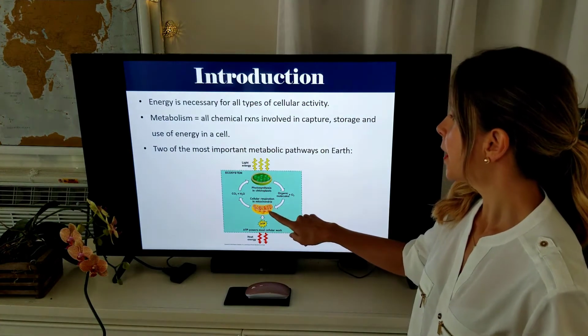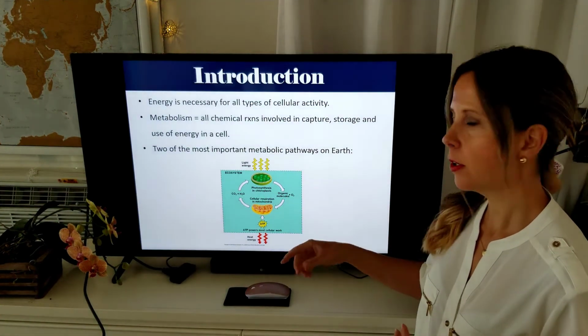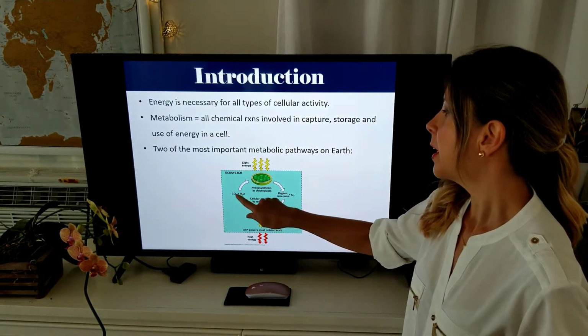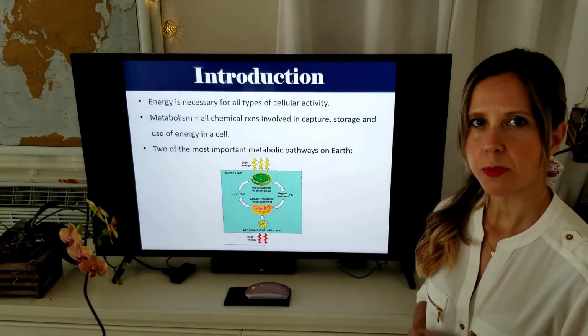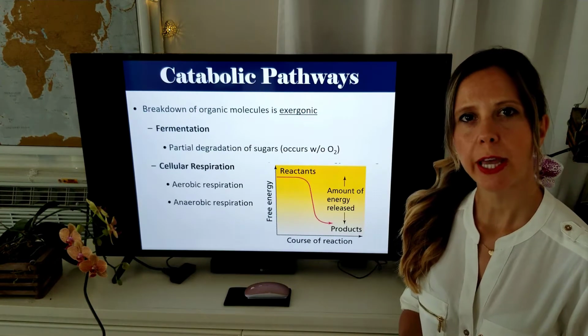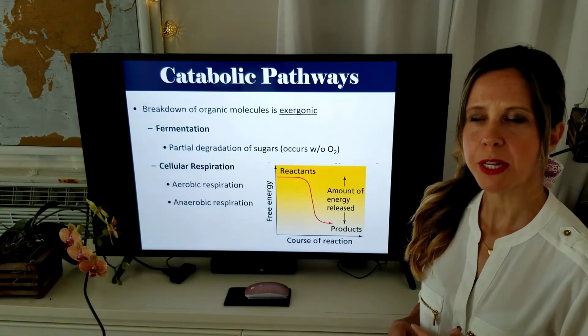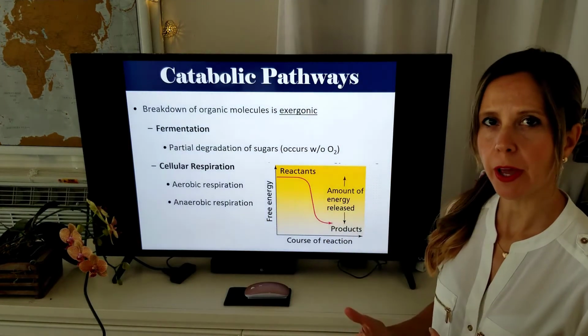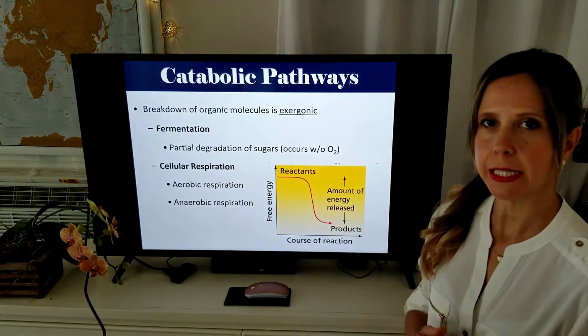During cellular respiration, organic molecules such as glucose are broken down, releasing energy and forming carbon dioxide and water as the waste products. The breakdown of organic molecules is exergonic, which means that the energy of the reactants is greater than the energy of the products, and so the reaction releases energy.